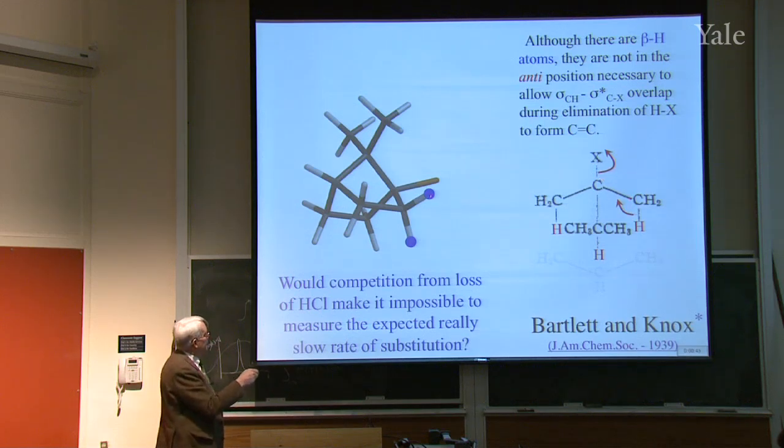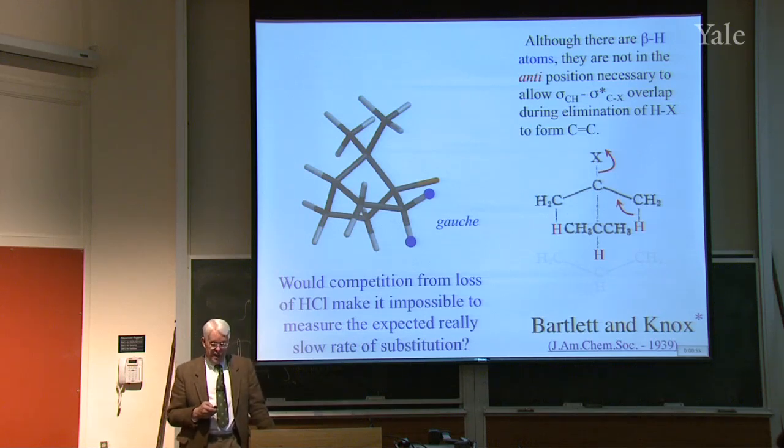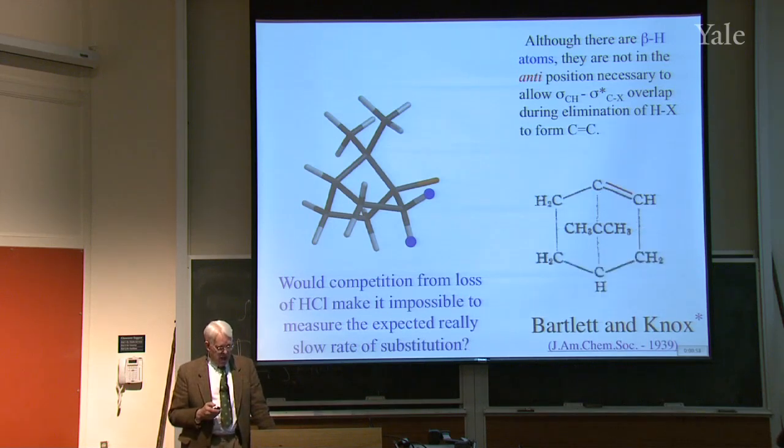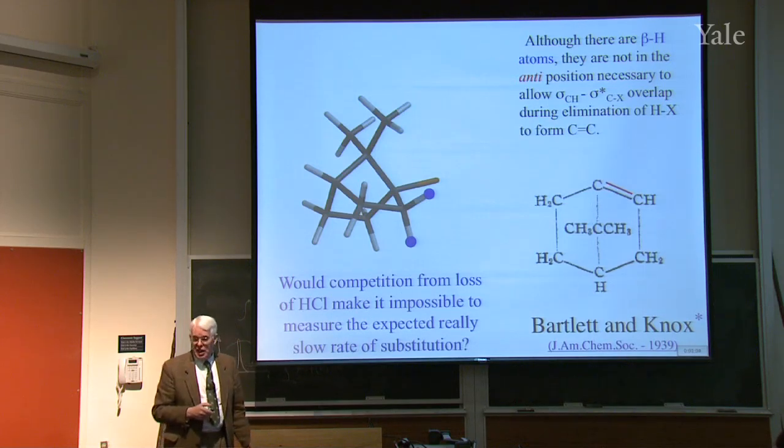But there are not hydrogens here, or here, or here, right? So you can't do the elimination. Those are gauche, not anti to the chloride that's going to be leaving, right? And even if you could break off H and Cl, this would be the double bond you would generate.